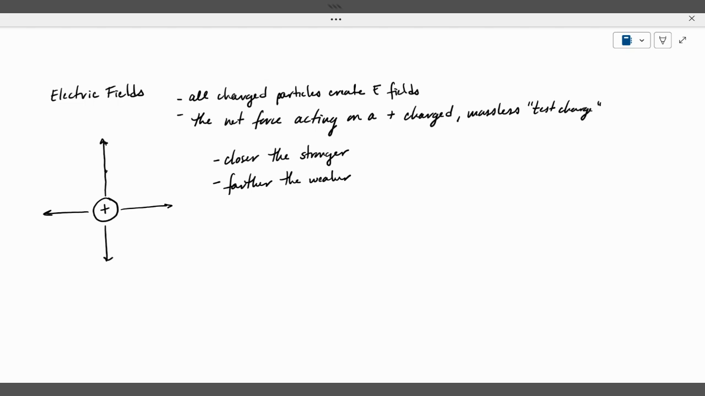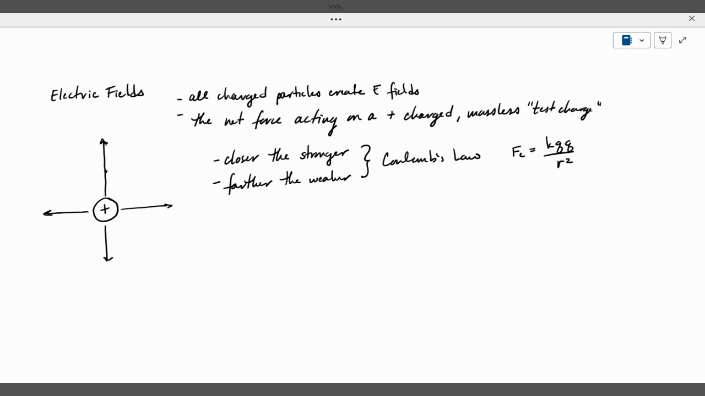Why? Good question. Glad you asked. Well, that would be because of Coulomb's law. We know that Coulomb's law is kQQ over r squared. So the closer we are, the stronger it is, and the farther away we are, the weaker it is.